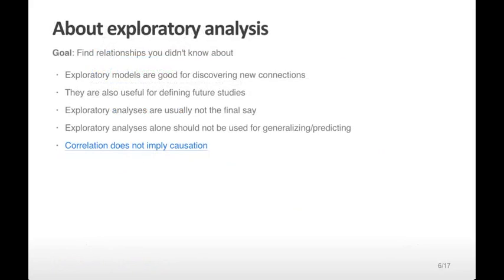Here the goal is to find relationships you didn't necessarily know about. It can be performed on a census dataset, but it can also be performed on a smaller sample. Exploratory models are good for discovering new connections. They're also useful for defining future studies. But exploratory analyses are almost never the final say. The goal is to explore, not to necessarily define the relationships that you're finding. Exploratory analyses alone should not be used for generalizing a particular relationship to a new population or for predicting.